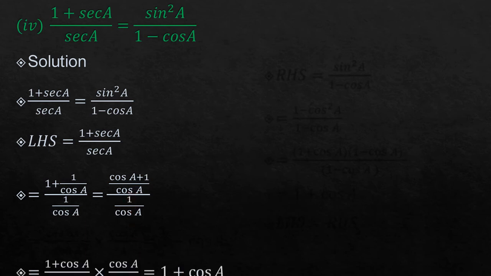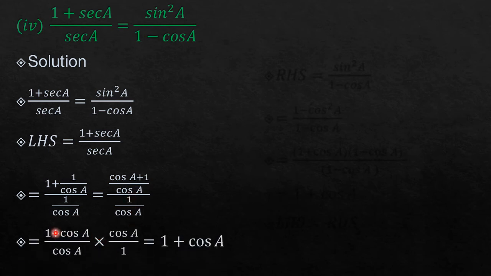Okay students, so again solving you get 1 plus cos a, rearrange this, you get 1 plus cos a upon cos a into cos a upon 1. So cos a cancels down, and you get 1 plus cos a. Right students?